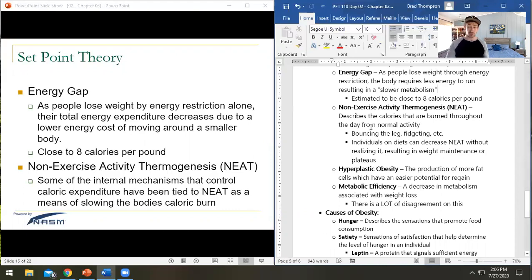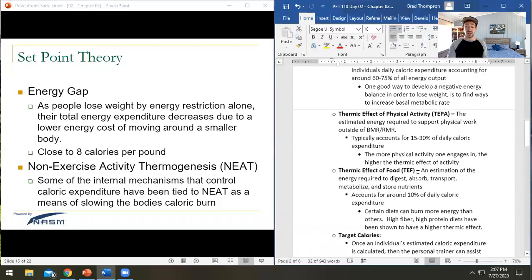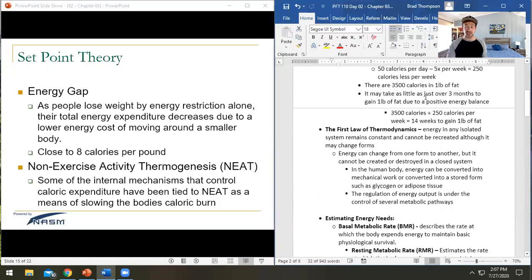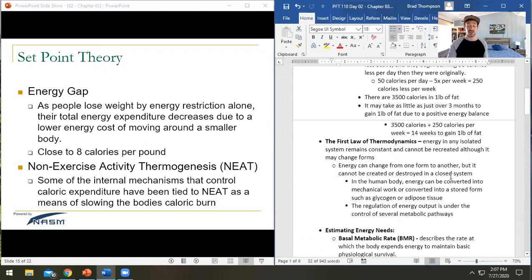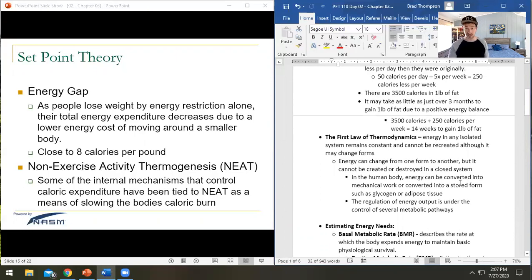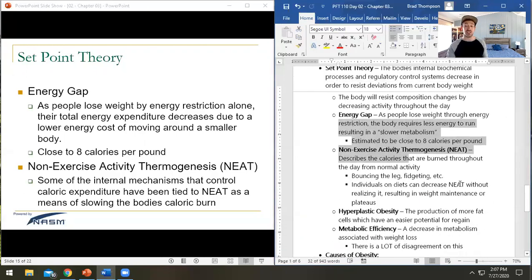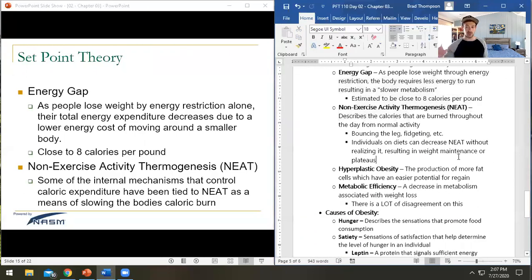And so this is going to be somewhere close to about 8 calories per pound. So let's say you lose 20 pounds, right? That's going to be 160 calories that you are burning less per day. And look at what happened earlier, look at our example up here, our client who had a 50-calorie difference just from changing their job. That resulted in a pound over the course of 14 weeks. And so this is why we do see yo-yo dieting, right? People will lose a little bit of weight and then they'll slowly gain it back. That's an example of energy gap.